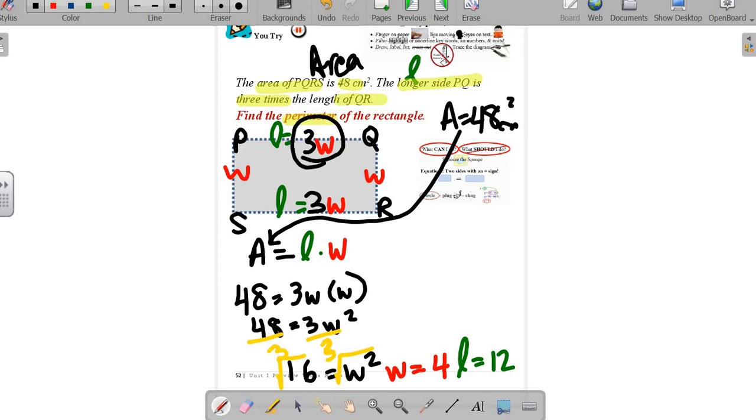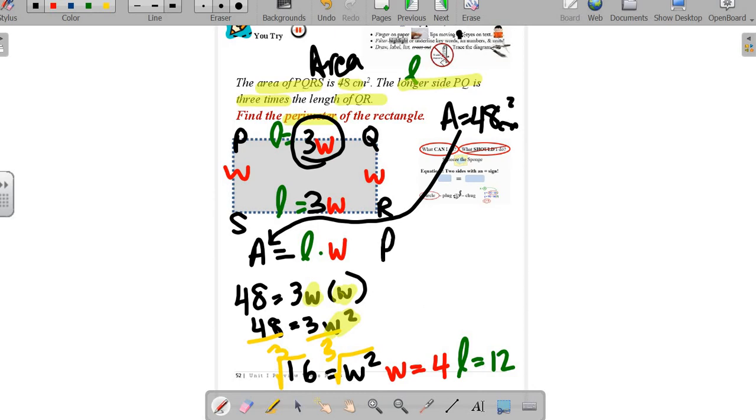Therefore, it's 3 times the width, so that's a times concept. So we end up with length times width, 3W times W. W times W is W squared. Divide by 3. W squared is 16. W is 4. Length is 12.